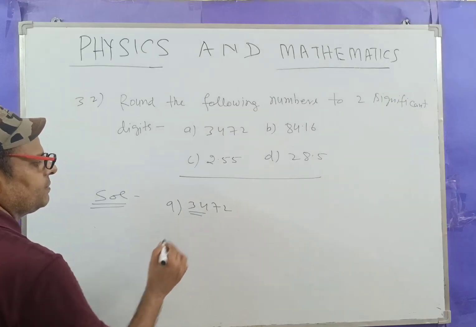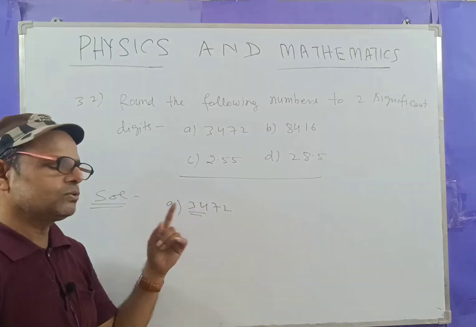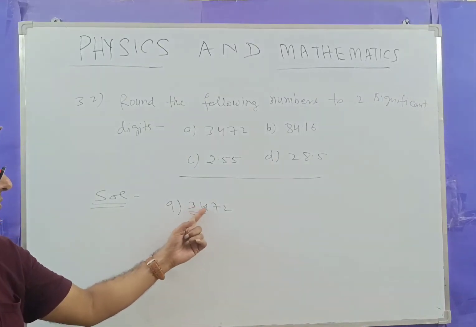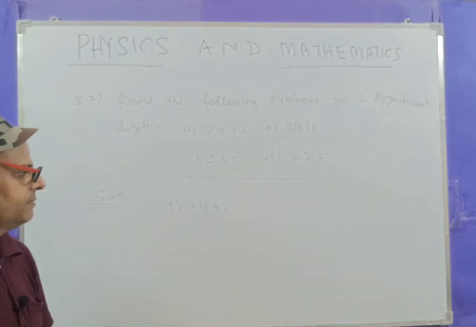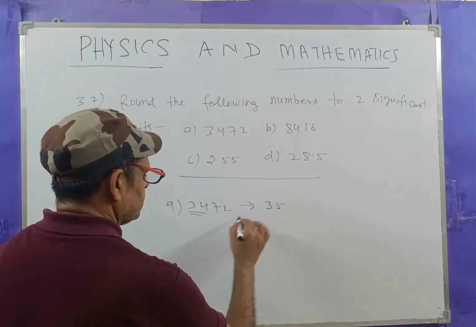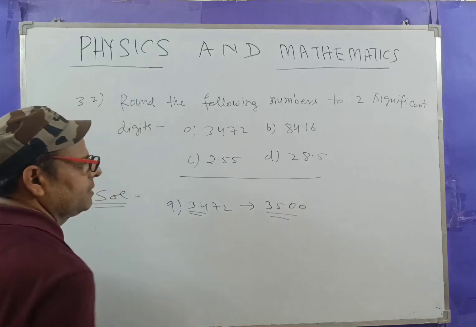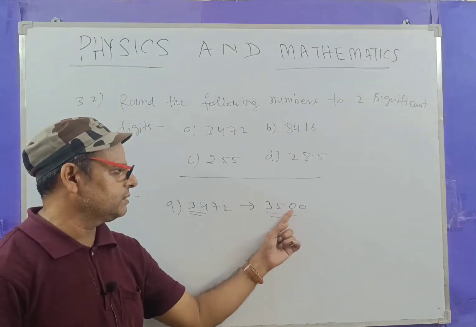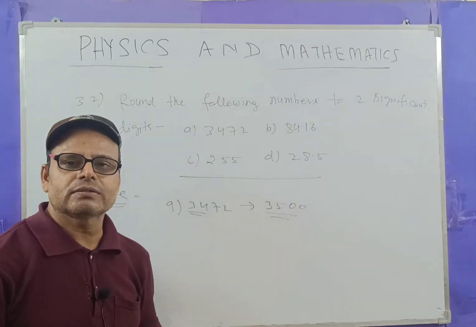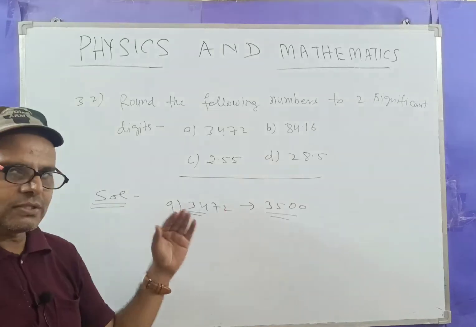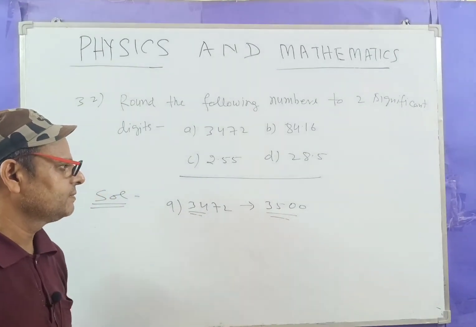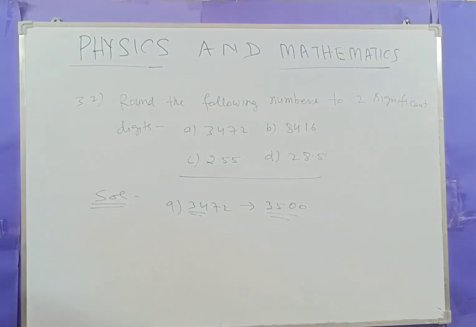We have to round only up to 2 significant digits. After 2 significant digits, the next digit is 7, which is more than 5. We can write 3, 5 and then 0, because both 0s are not significant here, and the question says you have to convert into 2 significant digits only. Therefore 3500 is the answer.